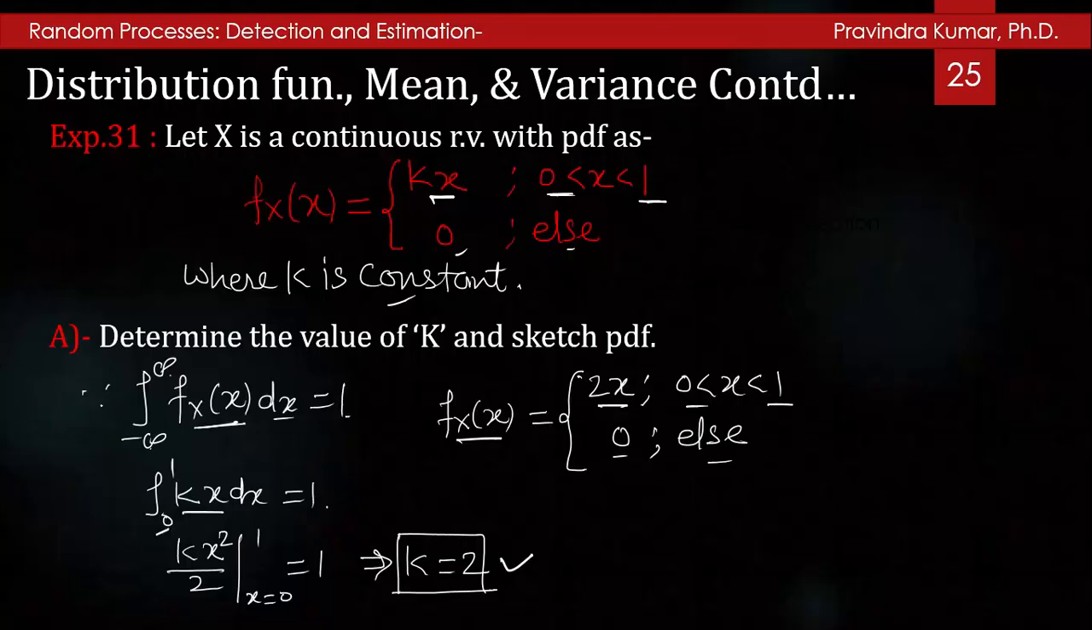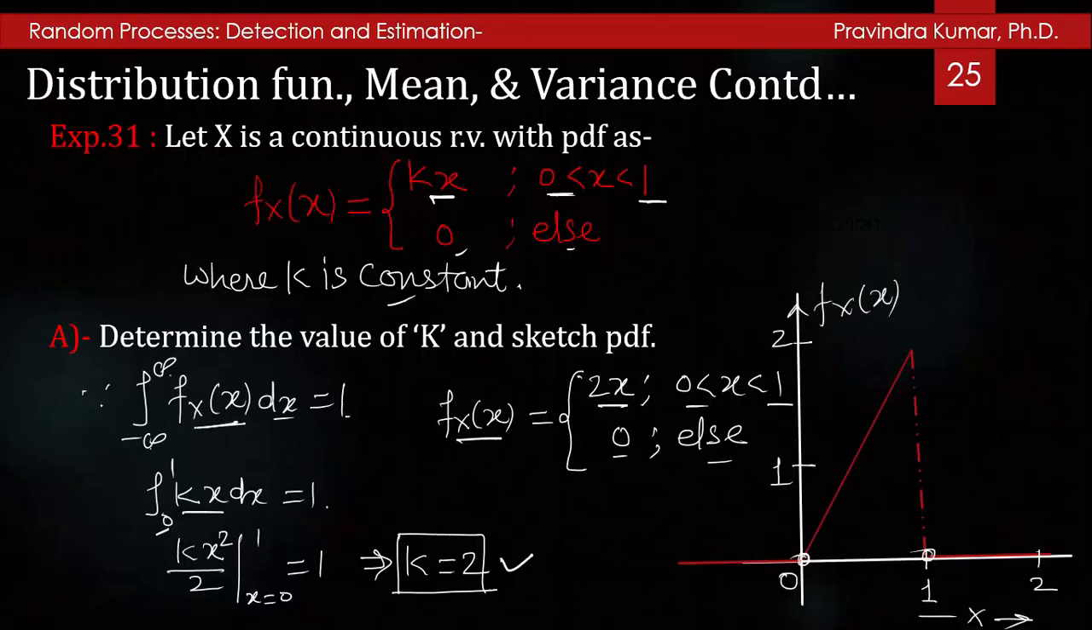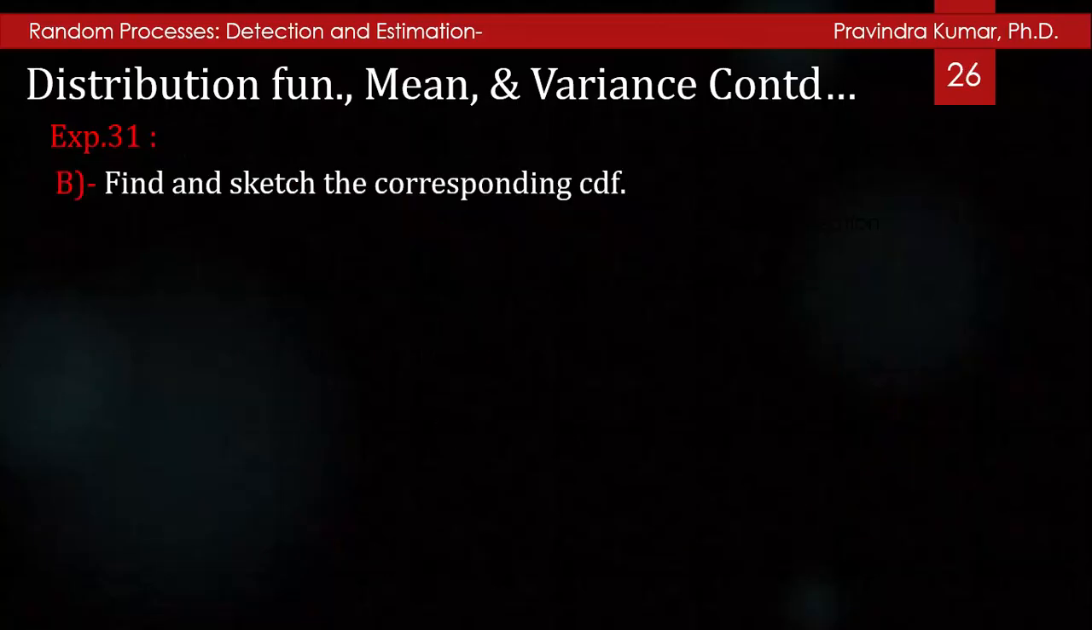Else it is 0. You can sketch this PDF like this. When it is between 0 to 1, the value is 2x. So at x equal to 0 it is 0, and at x equal to 1 it is 2. So you can sketch this. This is 2, else it is 0. And the second part is to find and sketch the corresponding CDF.